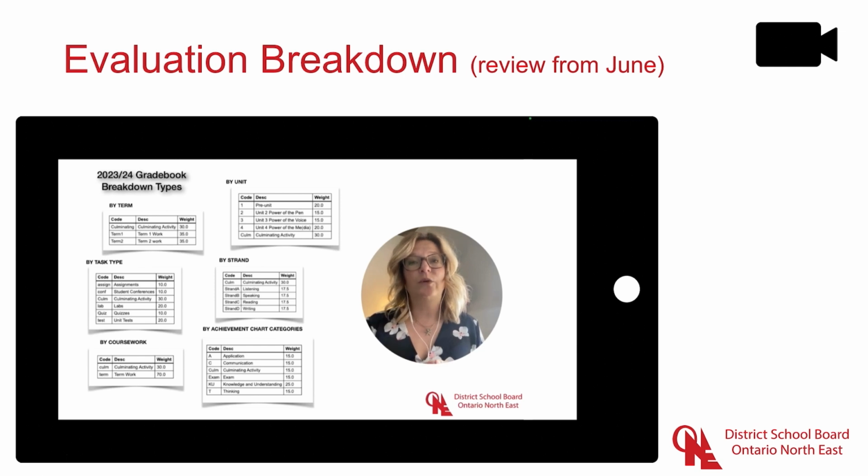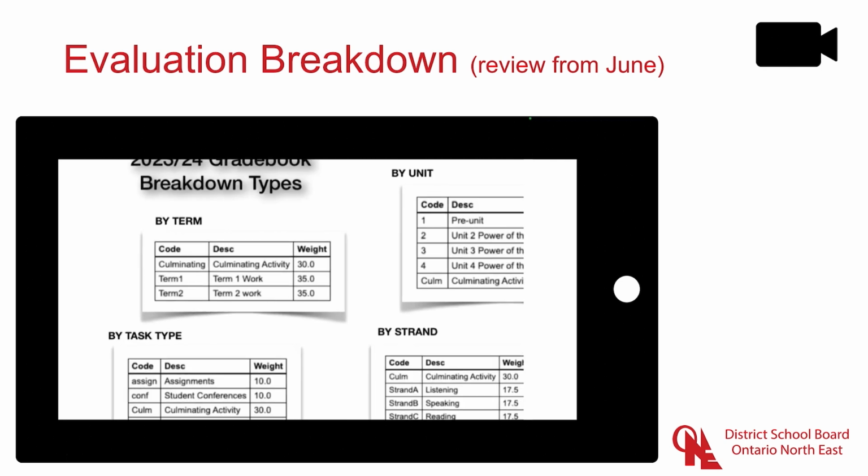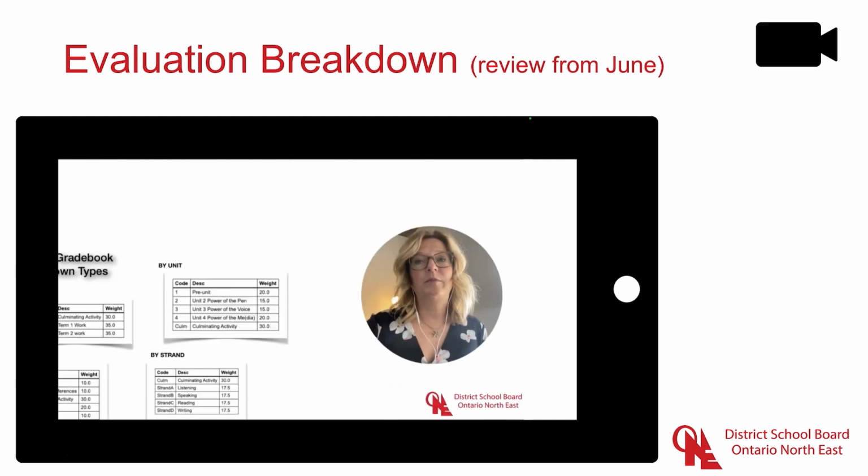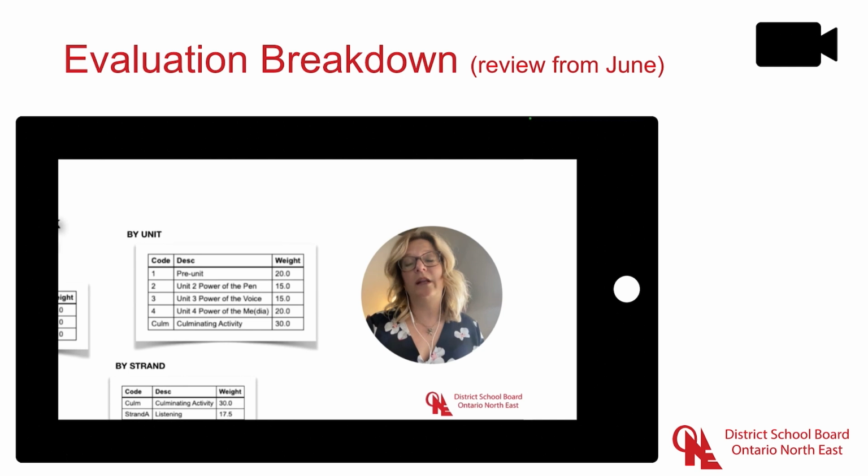For example, a grade 9 student taking D-streamed English anywhere in our board could have their mark created in up to 6 different ways. On the screen you'll see the 6 different ways, and we'll just go through them quickly. One way could be by term. Term 1 is 35%, term 2 is 35%, and then the culminating activity would be 30% in a grade 9 course. We know some people do it by unit.